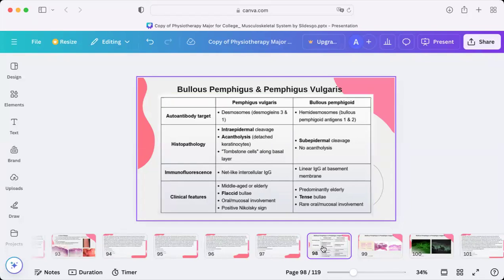I hope that's clear. Pemphigus, that's pretty low yield. I wouldn't personally worry about that if I were you. I would say it's beyond your scope.